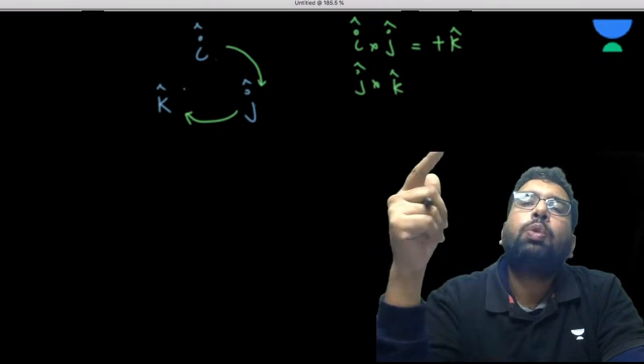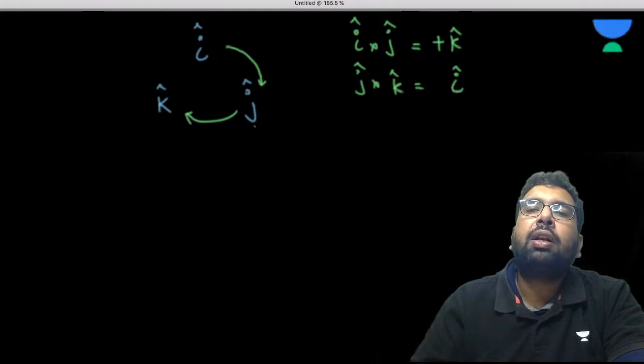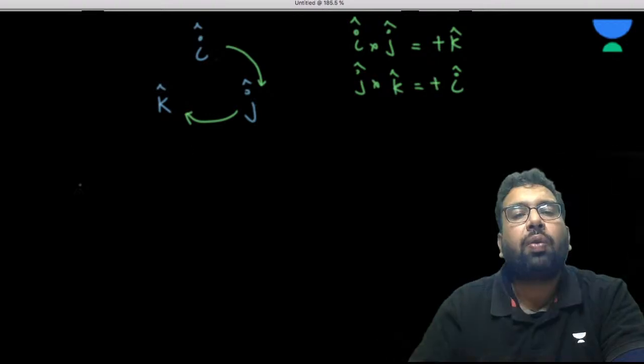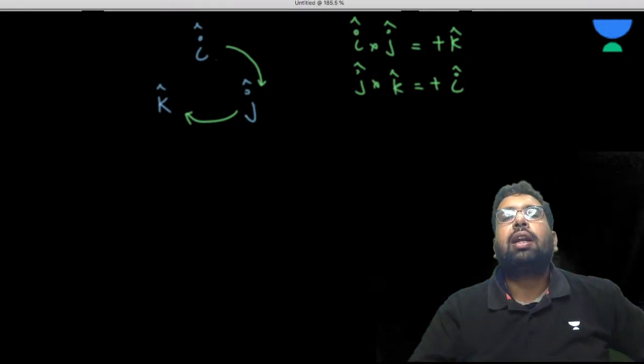Now from J cap to K cap, if we are going, obviously we'll get the next vector, that is the I cap. And are we going to get the positive or negative? You can see by seeing this clockwise or anti-clockwise. So from J to K we are moving in clockwise sense, so we are getting plus I.